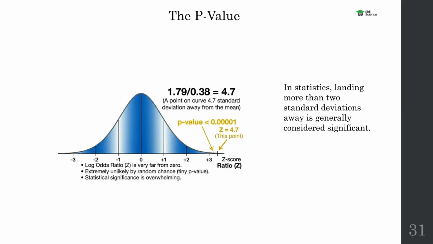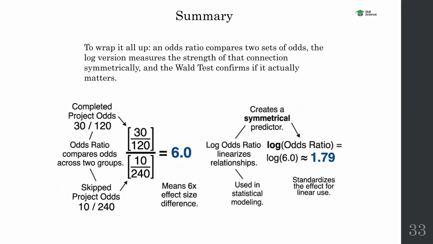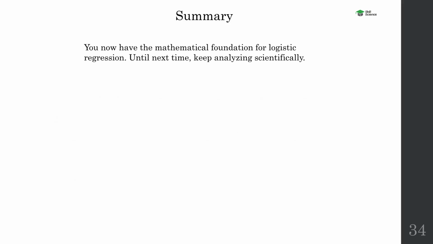In statistics, landing more than 2 standard deviations away is generally considered significant. Landing 4.7 deviations away means the probability of this happening by random chance is less than 0.00001. The evidence is overwhelming. The project works. To wrap it all up, an odds ratio compares 2 sets of odds. The log version measures the strength of that connection symmetrically, and the Wald test confirms if it actually matters. You now have the mathematical foundation for logistic regression. Until next time, keep analyzing scientifically.